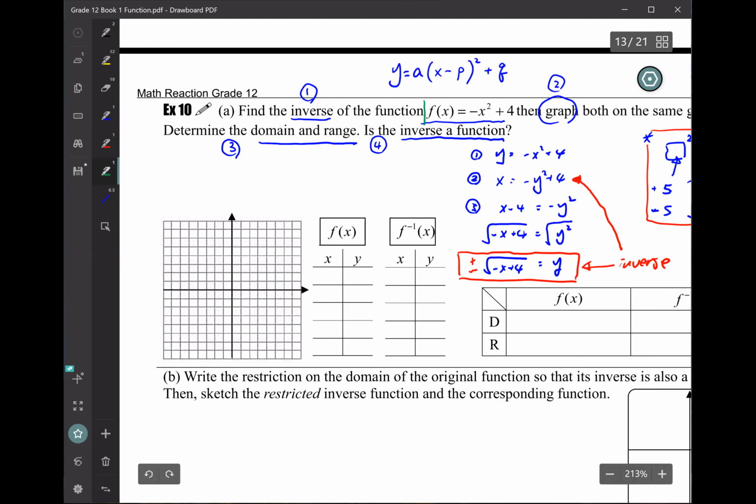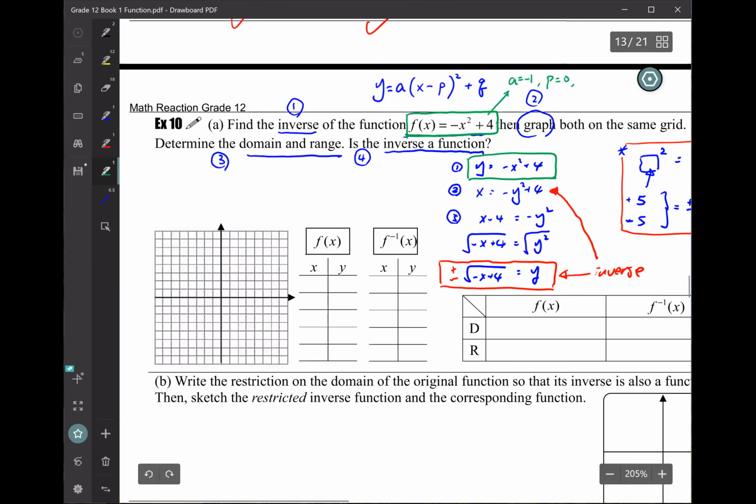Let me use the green to box it. The green one is the original, which is right here. What's the A value, Eric? Is it -1? Yeah, A is -1. What about P? 0. P will be 0, very good. Q? 4. Does anybody have questions about how we got the -1, 0, 4?